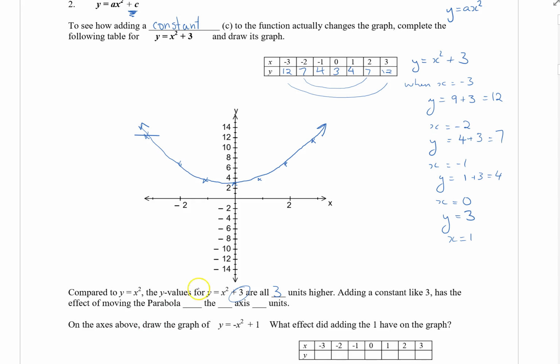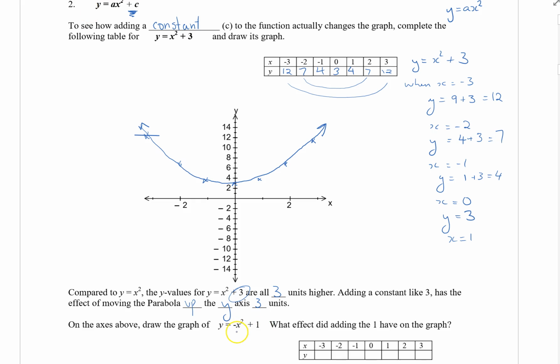So adding a constant like 3 has the effect of moving the parabola up the y-axis for 3 units. Let's have a look now. We're in the same family. We've got the x squared plus 1, so we're still in this same category. We're adding on a constant.